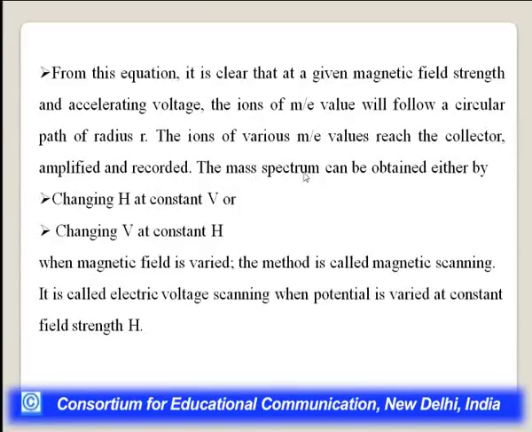Instrumentation. The mass spectrum can be obtained either by changing the magnetic field H at a constant V, or by changing the capital V, that is the accelerating potential, at a constant magnetic field H. We can choose either of these conditions. When the magnetic field is varied, the method is called magnetic scanning. It is called electric voltage scanning when the potential is varied at a constant field strength. So either you can change one or keep it constant.